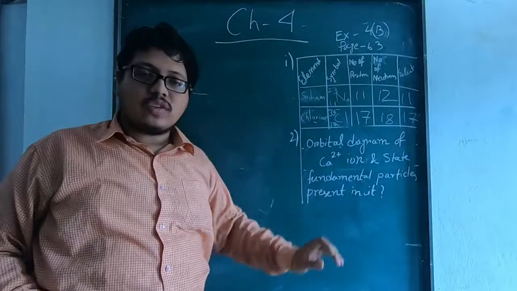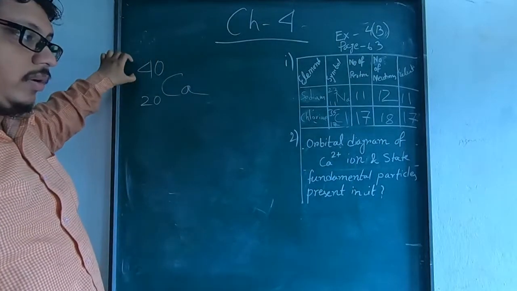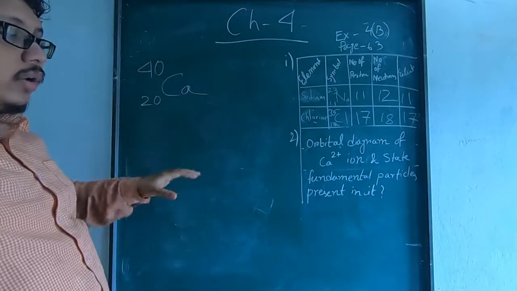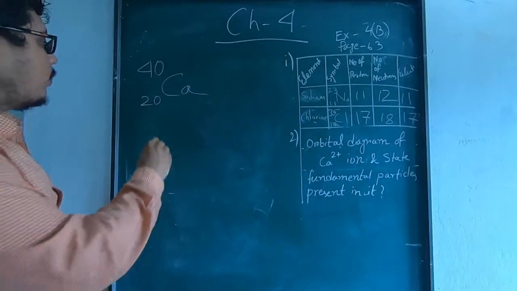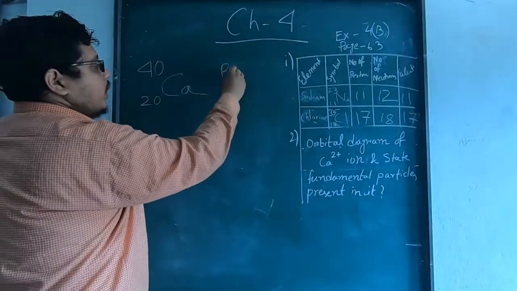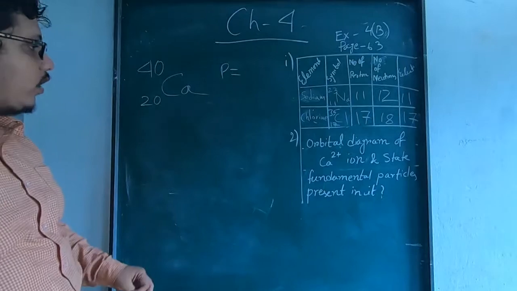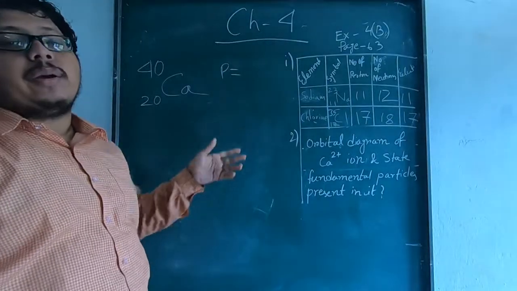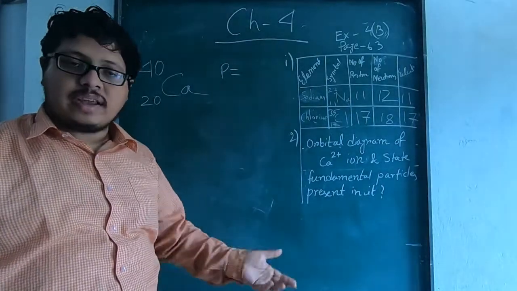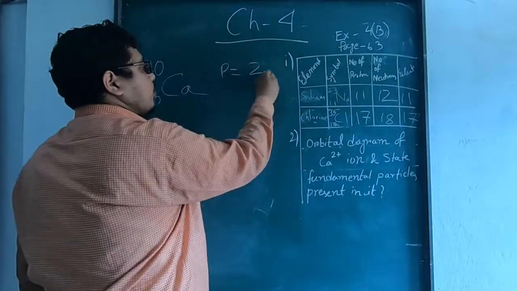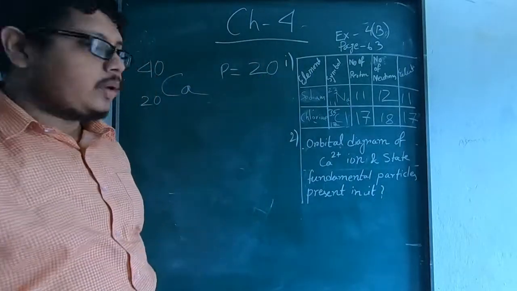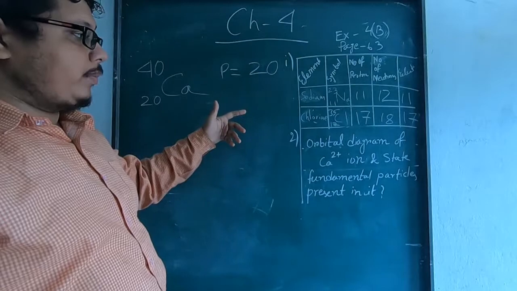So for the fundamental particles we still need the mass number. Let us find out this part only first. How many protons here? Obviously you can tell by now. Many times I have repeated that atomic number and number of protons are always the same. So protons will be 20.